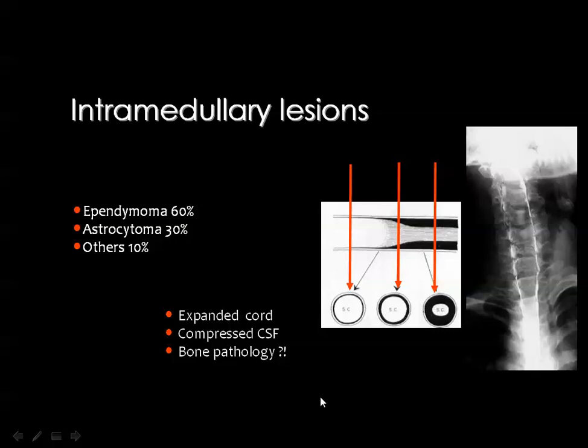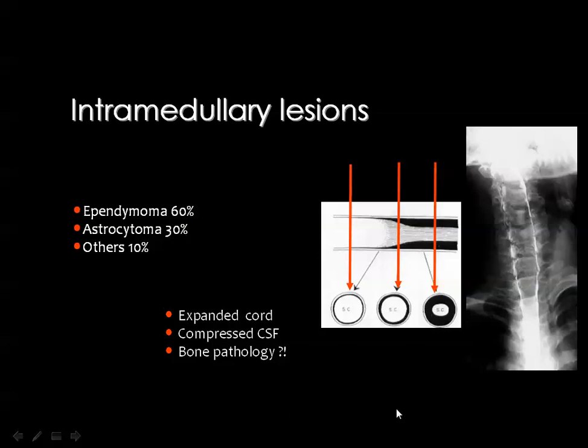And finally we came to the intramedullary lesions, and intramedullary lesions will expand the cord. This is the situation where the cord is enlarged and the CSF space is attenuated. And you remember, extradural lesions will compress the CSF and the cord. Subdural lesions will widen the CSF and compress the cord. Intramedullary lesions will enlarge the cord and attenuate the CSF space around the cord.